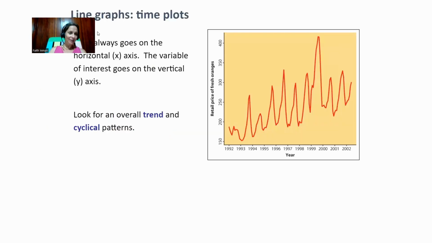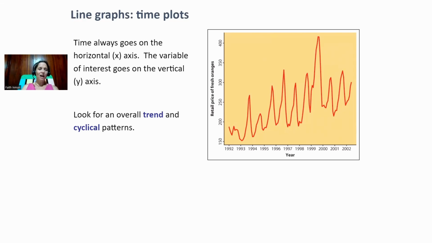Line graphs. Now, line graphs are another way of showing that scatter. And in this case, the dots are omitted and it's like connecting the dots with just the lines. It's traced. Line graphs are often used for showing changes over time. So here on the x-axis, we have year from 1992 to 2002. And on the y-axis, we have the retail price of fresh oranges from 150 to 400.